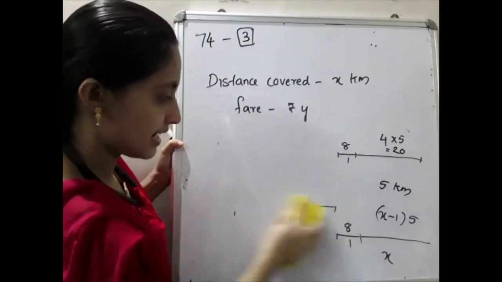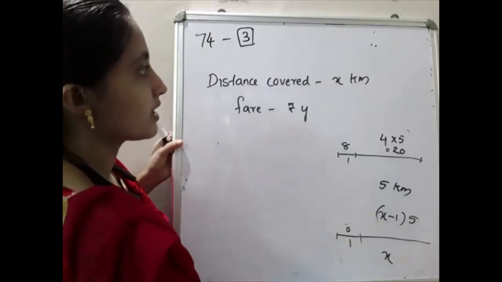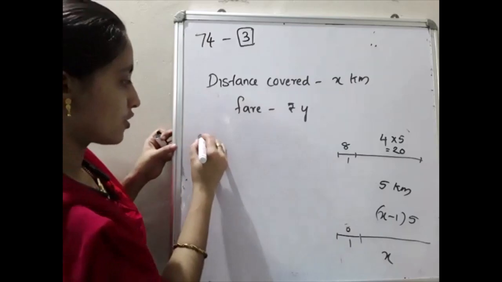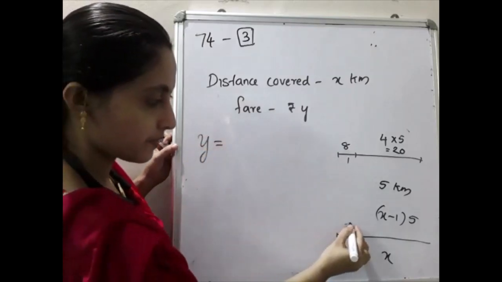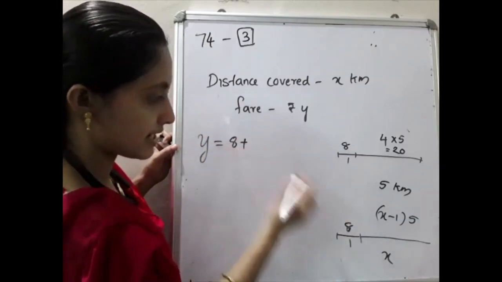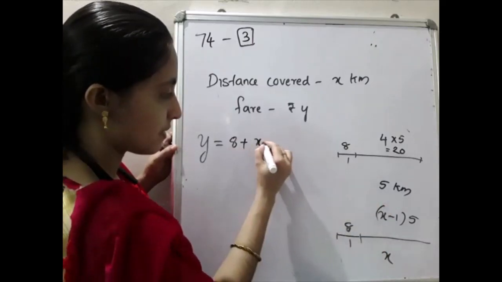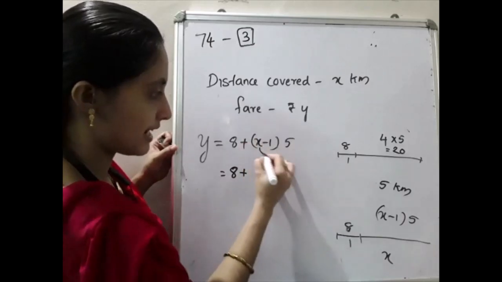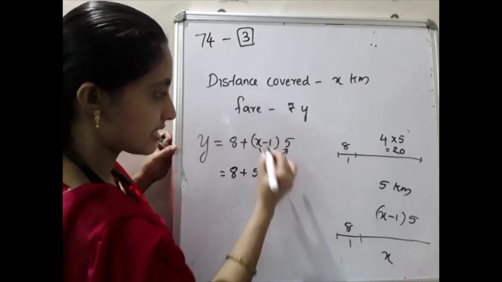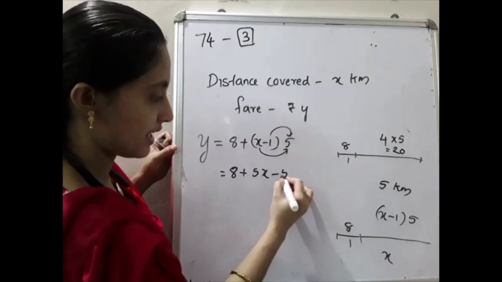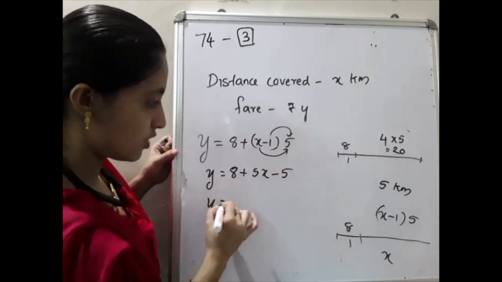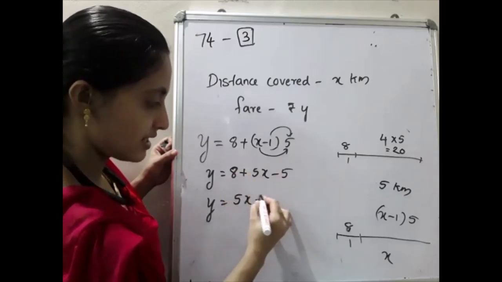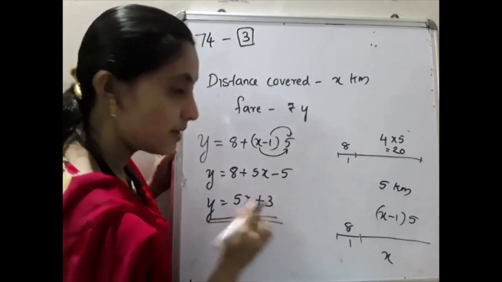Okay, so listen here. The total distance covered is x kilometer and the total fare is y. So our total fare y is equal to what? How can we write it? 8 plus (x minus 1) into 5. That is equal to 8 plus, opening the bracket, x into 5 is 5x, then minus 1 into 5 is minus 5. So y will be equal to, I'll write 5x first, 8 minus 5 is 3. 5x plus 3. This is our equation.